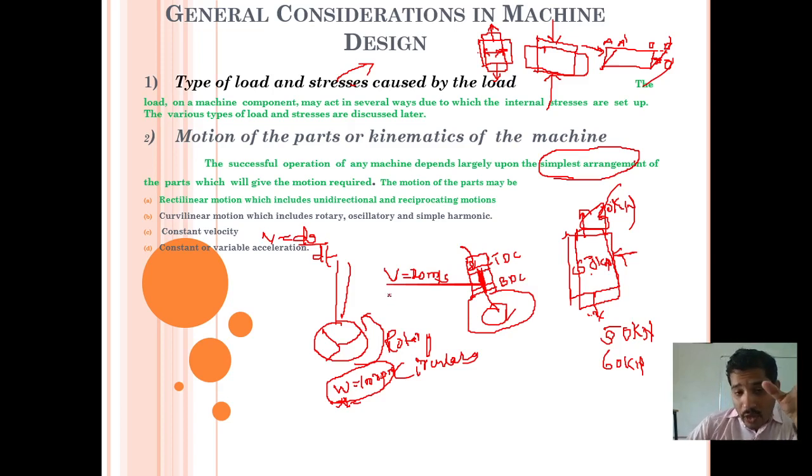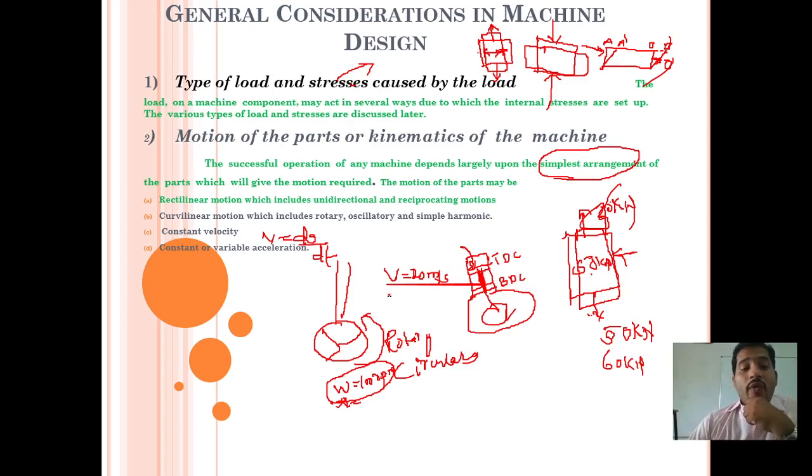We can say constant velocity when the piston moves with the same velocity from TDC to BDC. How much velocity does it have to maintain? It has to maintain 20 meter per second. If it reaches the BDC, the velocity should be 20 meter per second. If it reaches the top dead center, the velocity should be 20 meter per second. So the piston reciprocating inside the cylinder of the engine is an example of constant velocity.